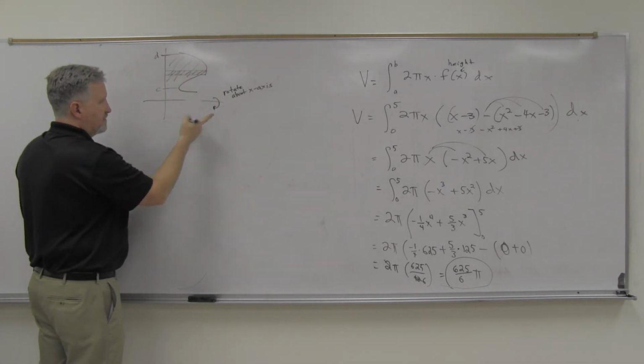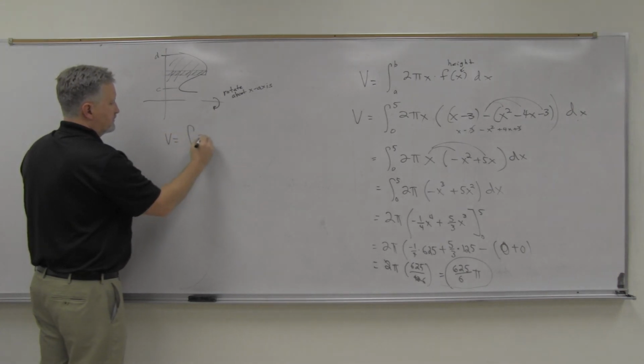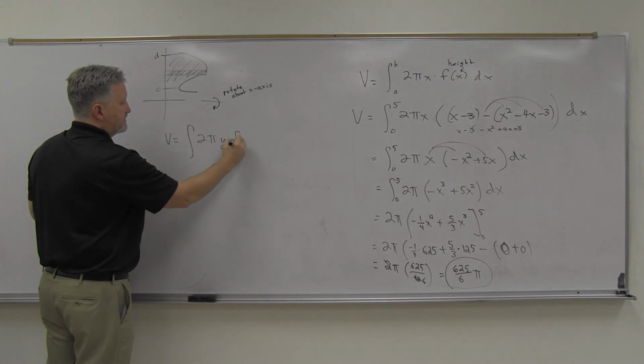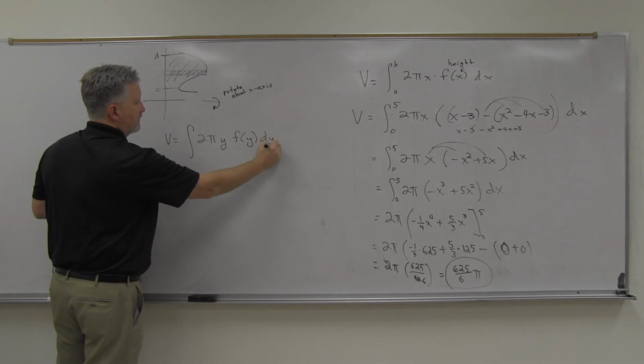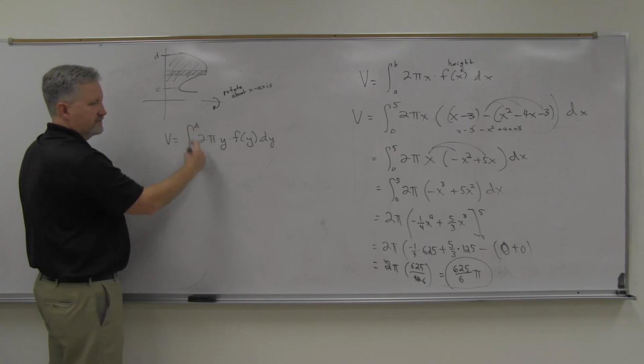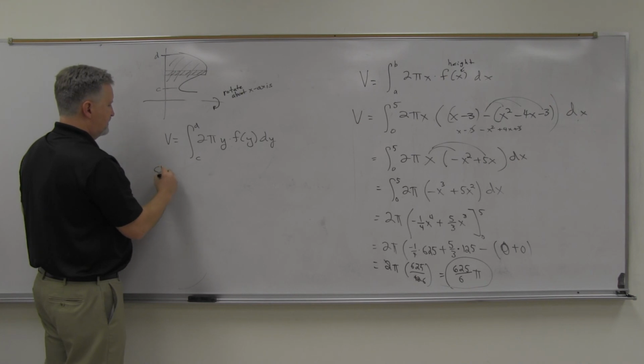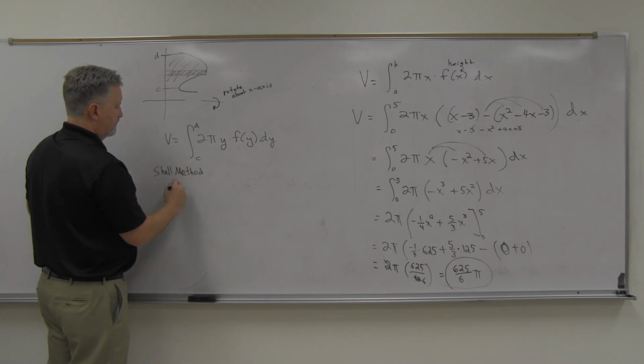So the shell method in that case would be volume is the integral of 2 pi y times f of y dy. I'm going to integrate with respect to y. So change everything to y's, c to d, x equals f of y. So that's shell method rotation about the x-axis.